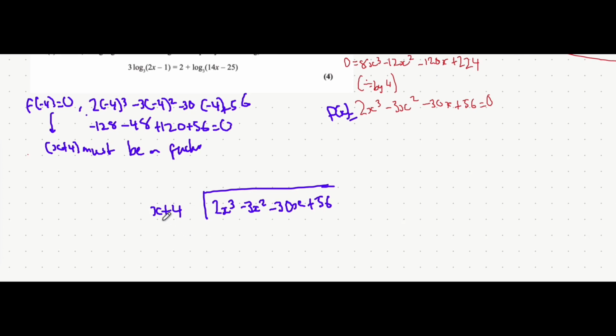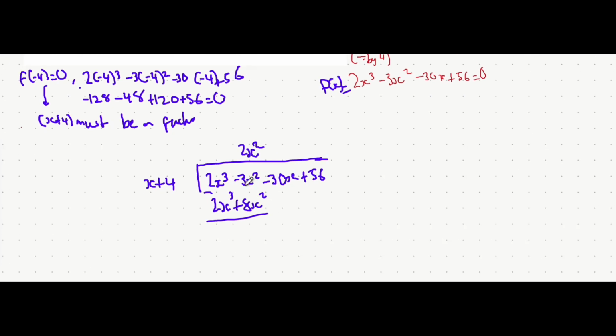Okay, let's have a think about it. So to go from x to 2x cubed, you have to multiply by 2x squared. So 2x squared times x is 2x cubed. 2x squared times 4 is a positive 8x squared. Now we're going to subtract, and when you do that, minus 3 take away 8 is minus 11, so we're left with minus 11x squared. Remember to pull this term here down, minus 30x, and then repeat the process.